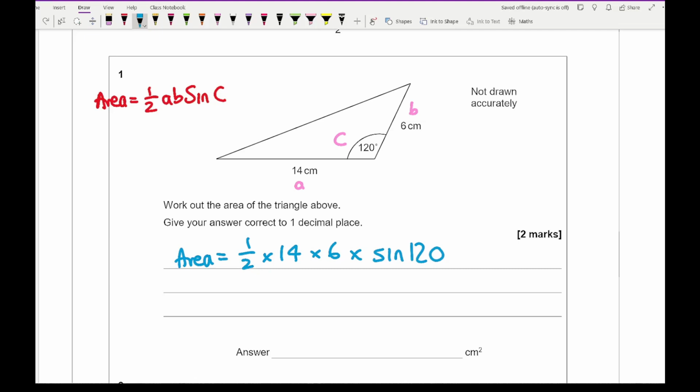I can just go straight into using my calculator, which I'm going to do right now, and I get an answer of 21 root 3, which as a decimal is 36.4, and that's to one decimal place.